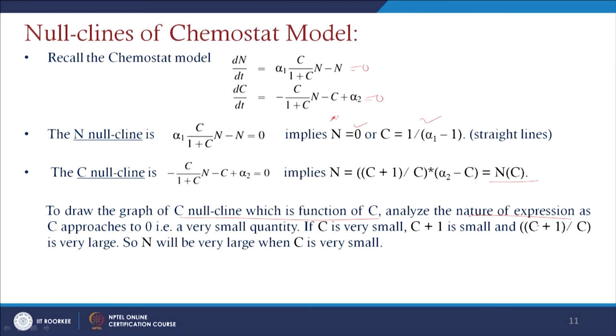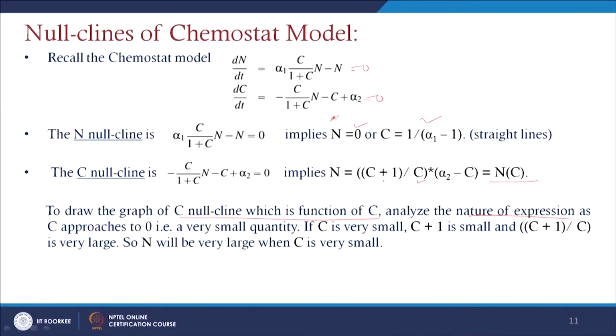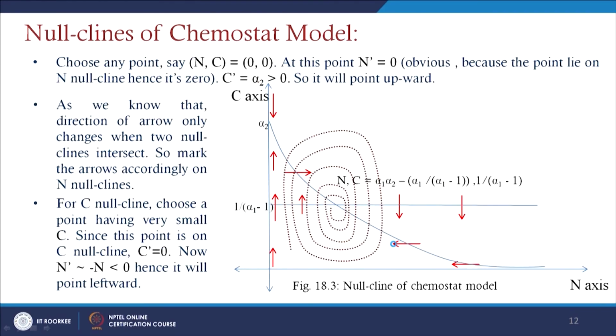So, if c approaches 0, this means that c is a very small value here, then c plus 1 is also like 1 plus some small value. Then n will be very large, and so we can say that when c is very small, n is very large in this case. And if you plot these points, and go for the n null line in c here.